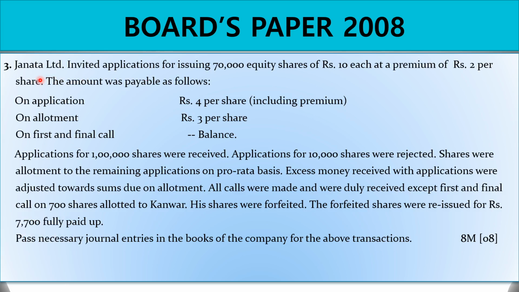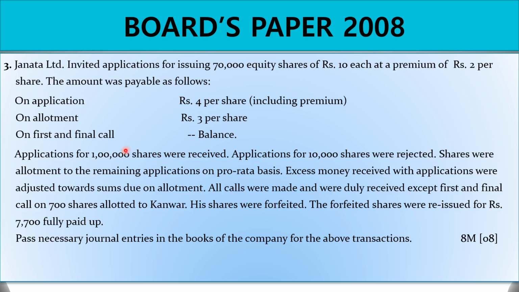Here it is a full problem, that is new issue as well as reissue and calculation of profit on the issue also. And here you can see that it is an oversubscription problem. Company issued 70,000 shares, but the public applied for 1 lakh, so 30,000 excess. It is an oversubscription problem.